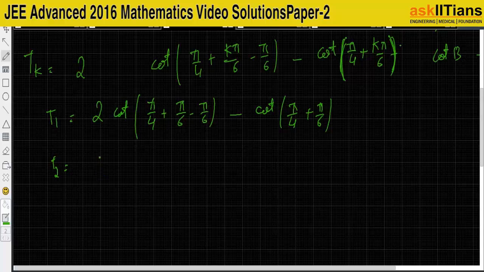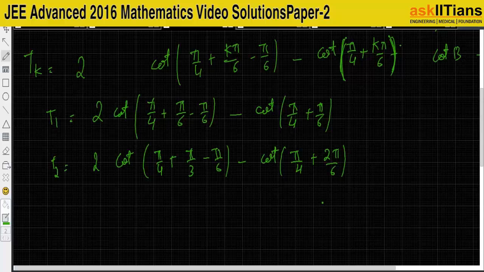If I put k equal to 2, I'll get 2 times cot of (pi by 4 plus 2 pi by 6), that is pi by 3, minus pi by 6, minus cot of (pi by 4 plus 2 pi by 6), or just keep this as 2 pi by 6, right? So these two terms will get cancelled actually. Okay, 2 is outside, so it is like this. These two terms will get cancelled, and what will be the last term?